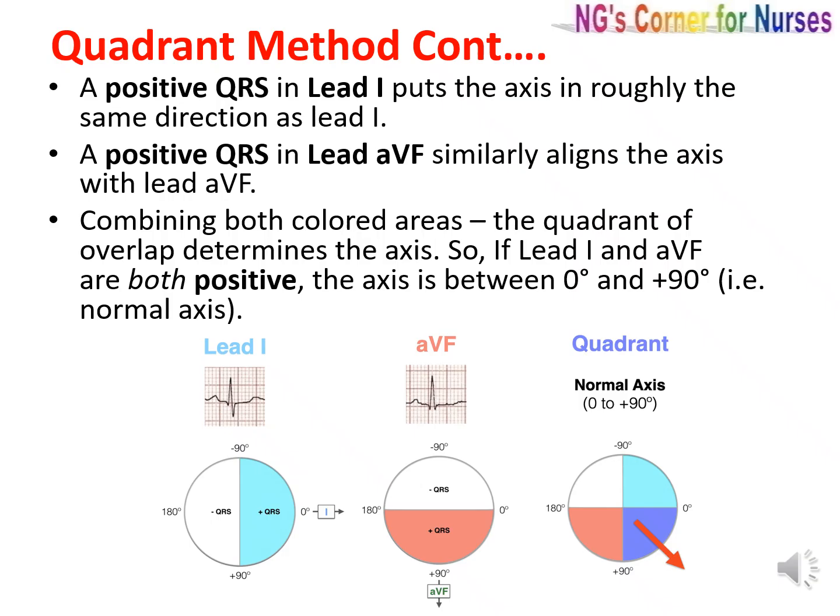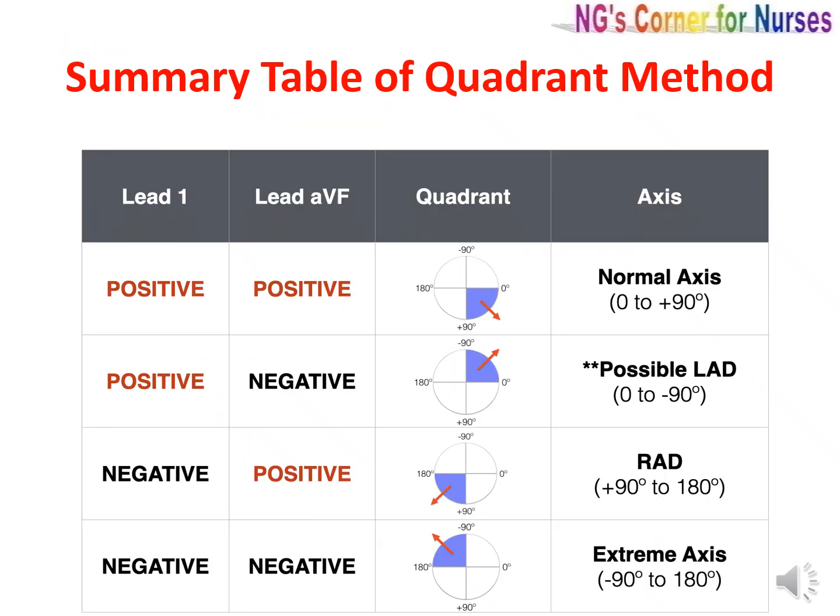So combining both colored areas, we can see in the picture that the quadrant of overlap determines the axis. So if lead 1 and AVF are both positive, the axis is between 0 degree to plus 90 degree. That is the normal axis. This is the summary table of quadrant method. By the help of this summary table, we can determine the axis deviation of a particular ECG.